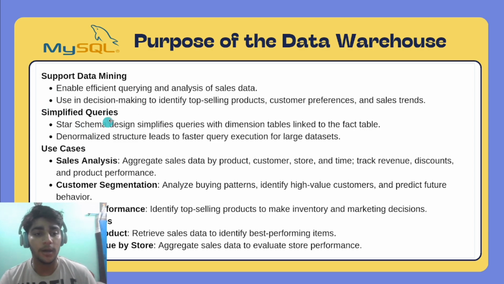The second advantage is simplified queries. Star Schema designs simplify queries, with dimension tables linked to the fact table. We can see how easily we can analyze our data. A very simple fact table is in between, and the dimension tables are spreading all over it. It's a very simplified version of Star Schema.